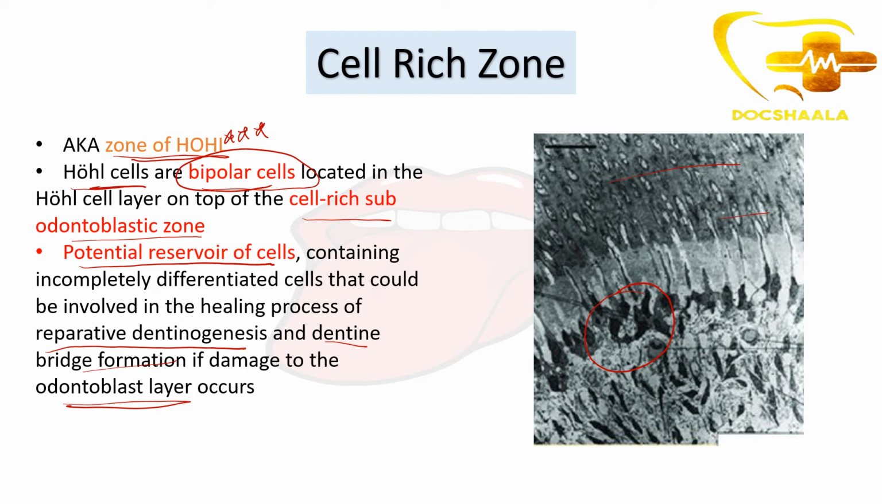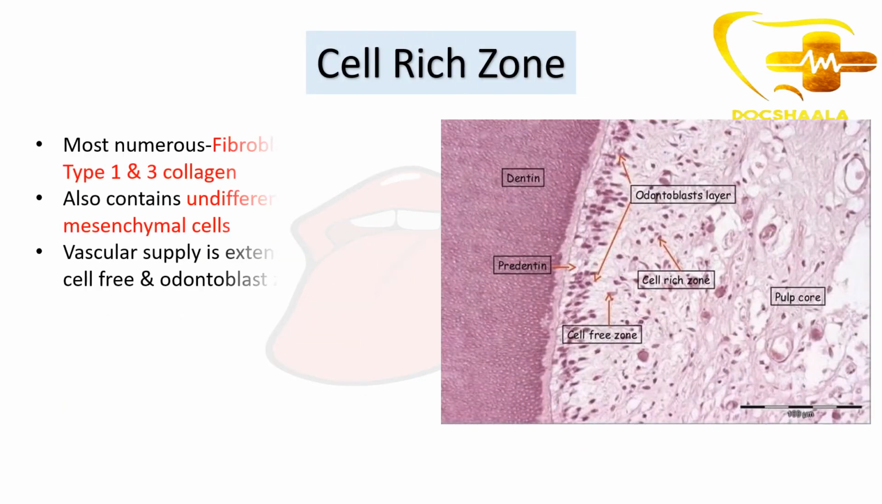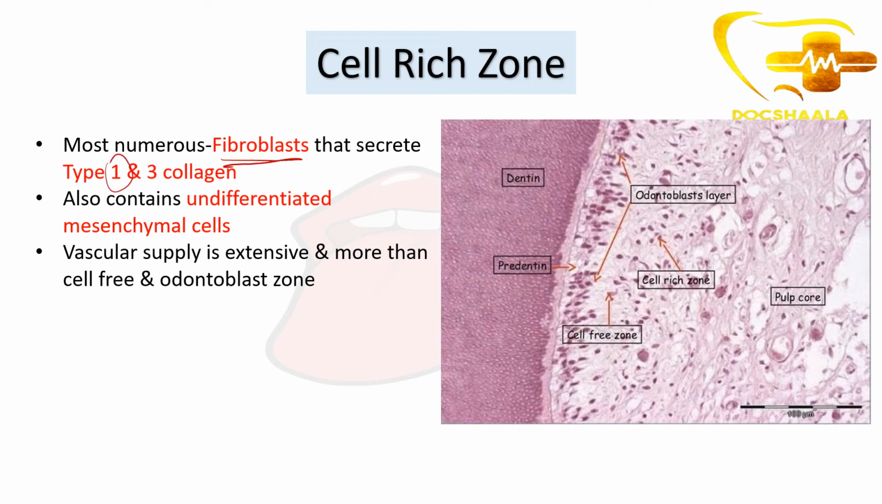Okay, here we can appreciate in this image. So yes, this is a very good diagram of the histopathological presentation of zones of pulp. Here you can appreciate each and every layer. So we have observed that Höhl cells are very important there, and one more cell type which is very numerous is fibroblasts. So these secrete type 1 and type 3 collagen.